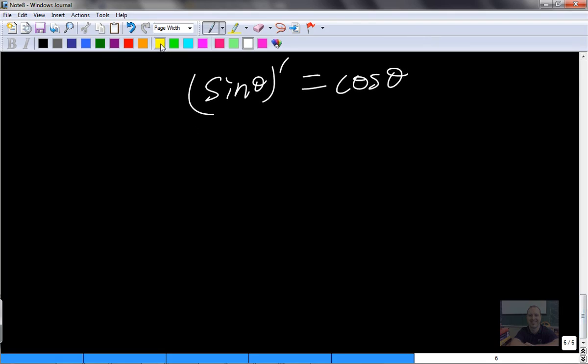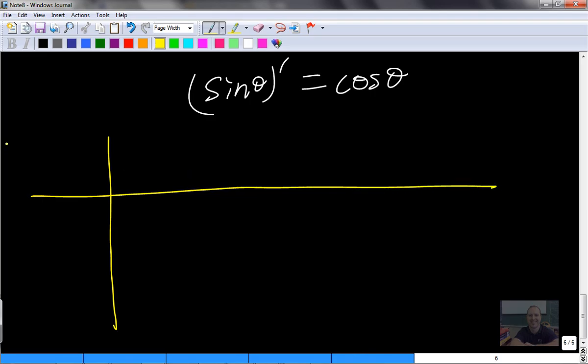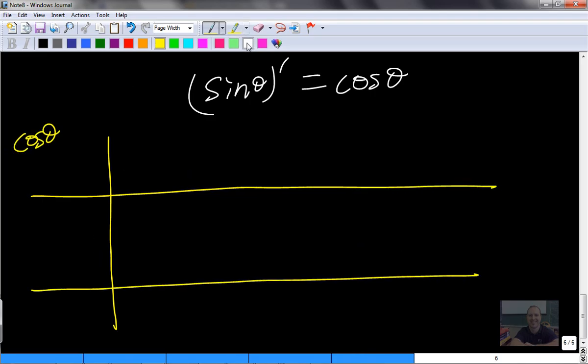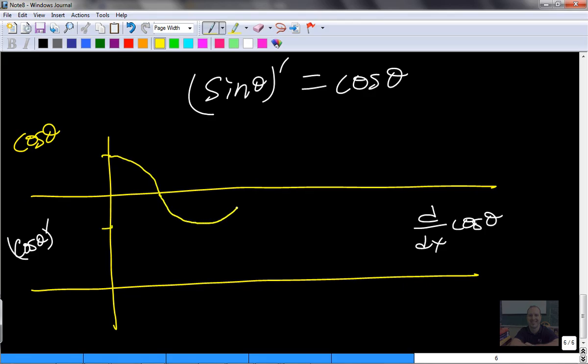Great. Let's do one real quick for cosine then. So this would be cos theta, and down here is going to be cos theta prime, or d over dx of cos theta. If we graph that, 1 and negative 1, for cos theta, it's like this.